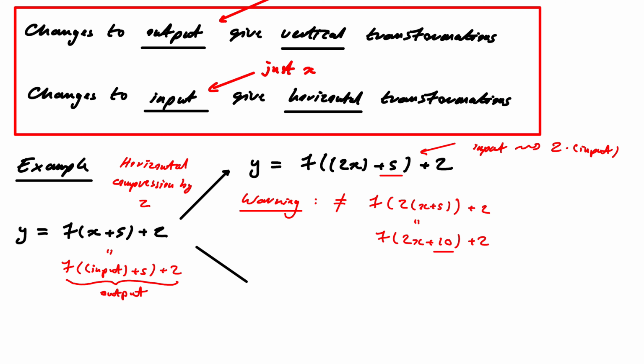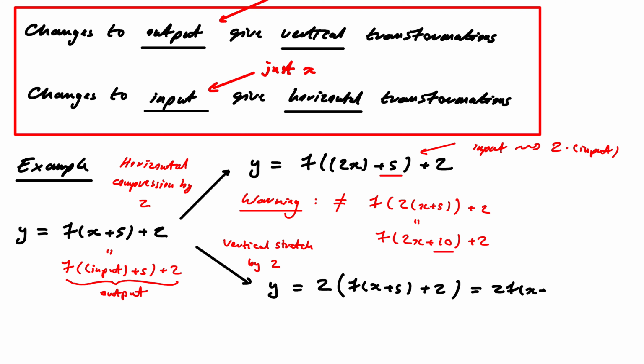So let's do another one, but let's do a vertical one. Let's do a vertical stretch by factor 2. So what does that mean? Well, vertical stretch by factor 2 involves multiplying the output by factor 2. So it would be y is equal to 2 multiplied by the entire output. That's this, the whole thing. So in particular, if I was to factor this out, this would be 2f of (x plus 5) plus 4.